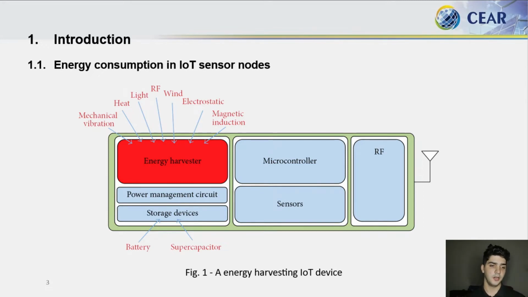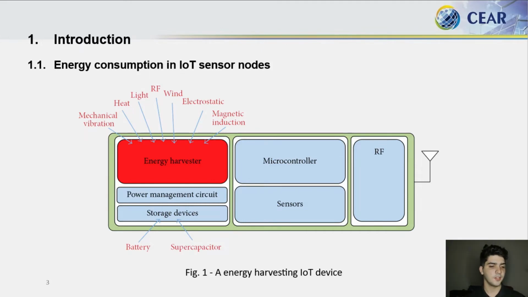In this figure, we see an IoT device that uses energy harvesting. We see here at the top the energy transducer. Below, the power management circuit and a storage device, normally a supercapacitor. Next to it is the common part of IoT devices: a microcontroller, sensors, and the radio to allow wireless communication.